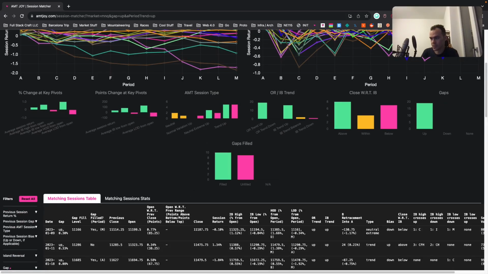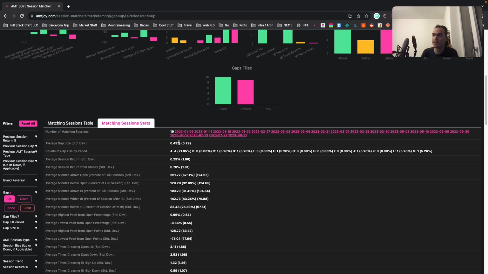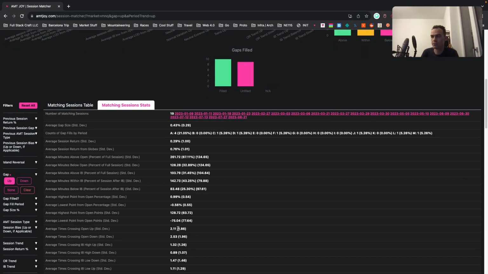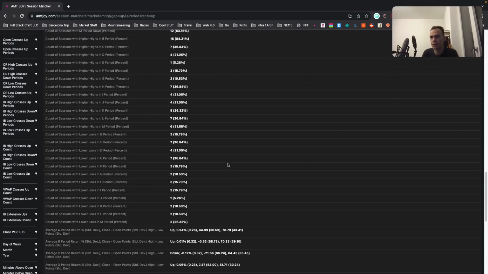And yeah, we list all the matching sessions. There are two views: the matching sessions themselves, and then the session stats, which is usually an average, or counts across all the sessions. It tells you how many there are, with links to each of these, which are in the session lab, which I'll get to next. But then the averages, right? Average session return of all, session return from Globex, anything and everything you can think of is all in here.